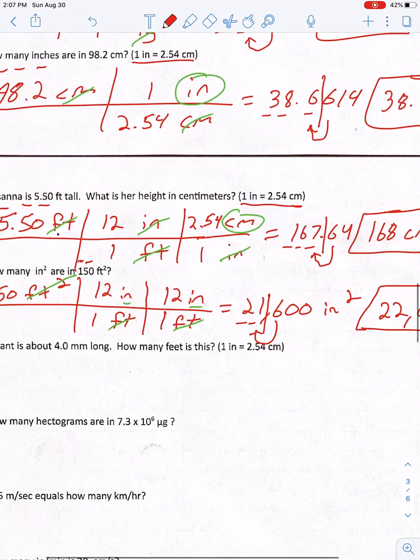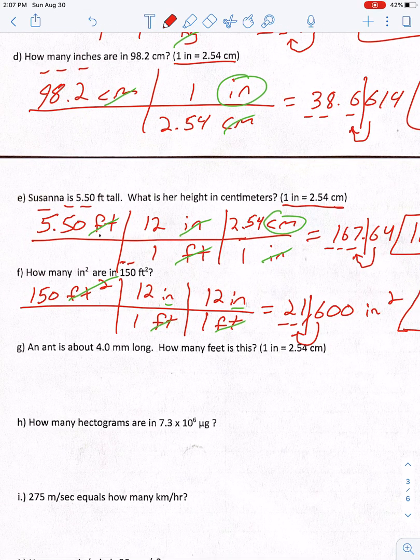Okay, next question. An ant is about 4.0 millimeters long. So start with what they're given, 4.0 millimeters. I know millimeters is going to go on bottom next. How many feet is this? Okay, so I got to get from millimeters. If I look here, I see I have a centimeters to inches, so I need to get from millimeters to centimeters.